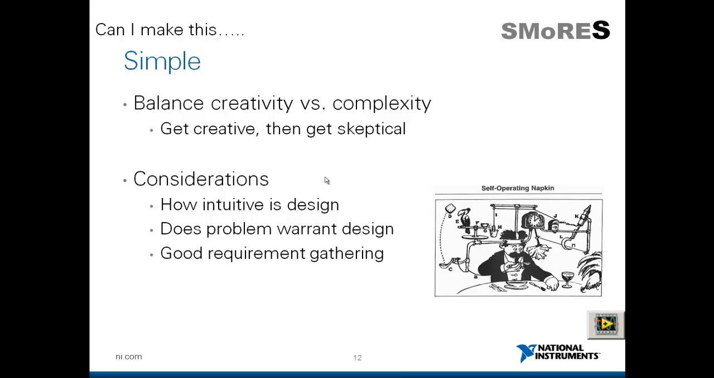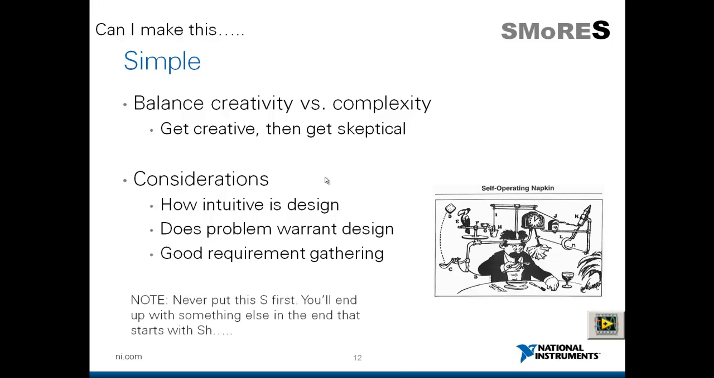First, we must get creative. We have to ask ourselves, how can we make it scalable, modular, reusable, extensible, the entire acronym, all the way up to extensible. And then once we have figured out what we need to do or what we can do, then we figure out what we really need to do. Because all too often, we start off and we ask ourselves, first, how can I make this simple? And unfortunately, you end up with a different S at the end.